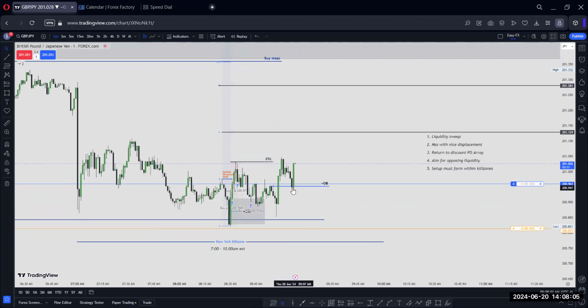And look at the bottom, it's now 9 a.m. So this down close candle was a 9 a.m. candle.